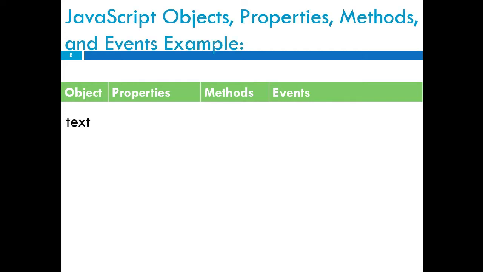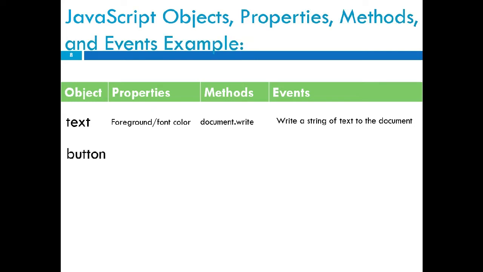The first one is a text. The property is foreground or font color if you want to change the color of the text. Method: document.write. The event here is to write a string of text to the document. So that's why the method here is document.write.